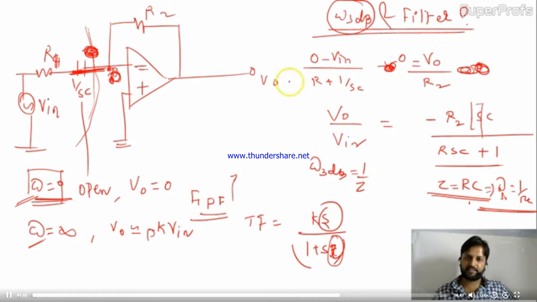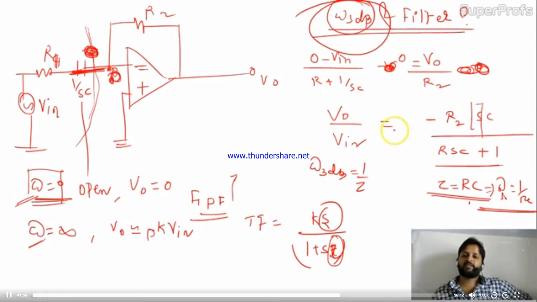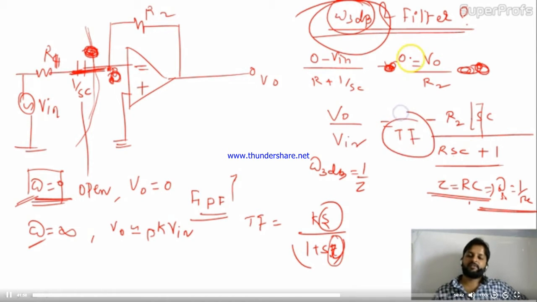So this is a very easy circuit. If they are asking omega 3 dB, we need to calculate the transfer function also. If they are asking a simple question, to find out the filter, whether it's HPF, LPF, band pass or band reject, we can directly check it.